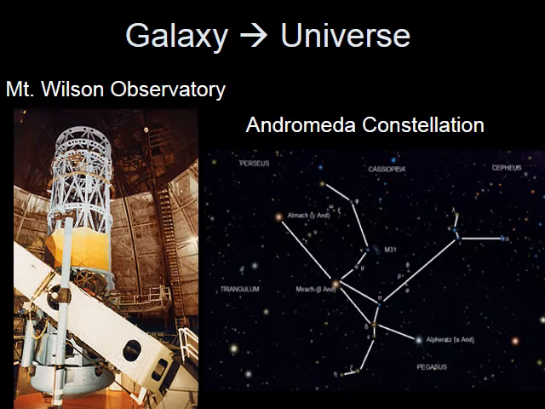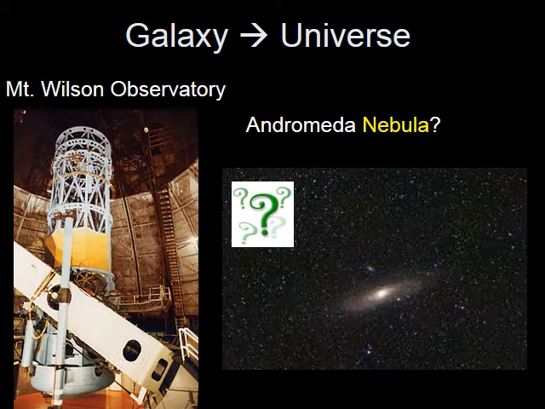So Edwin Hubble worked at this place that you see here, the Mount Wilson Observatory, which was one of the biggest telescopes that we had on Earth. And he was looking up in the sky, and he was looking, in particular, at the Andromeda constellation. And in the Andromeda constellation, there's a very interesting thing in there that was very confusing to a lot of people, and it's right there. So this is what's known as the Andromeda Nebula, or that's what they thought it was at the time.